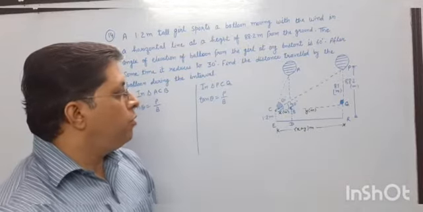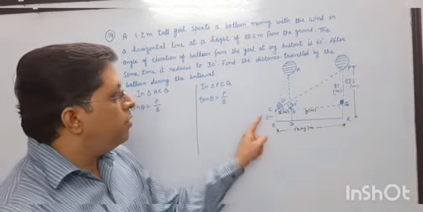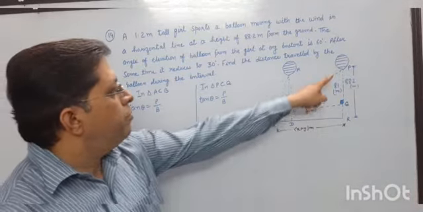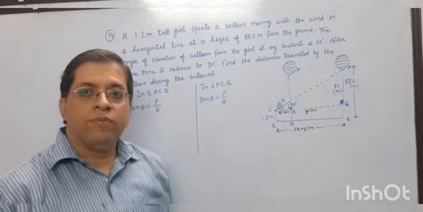Clear? Now come on. Two triangles are there. See, one triangle is ACB. Other triangle is PCQ. Two triangles.